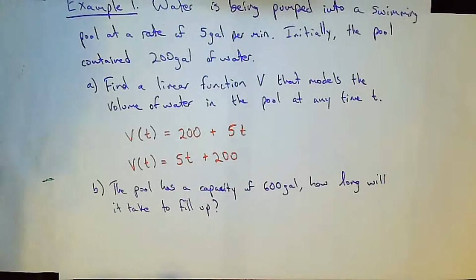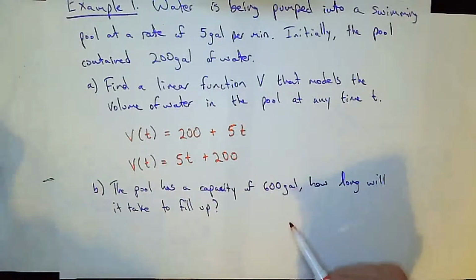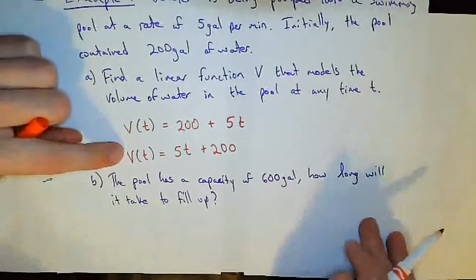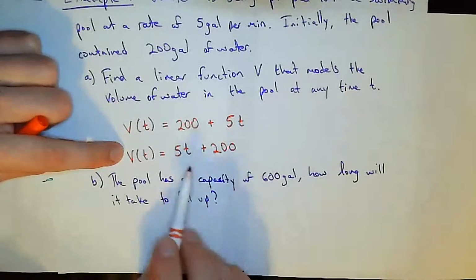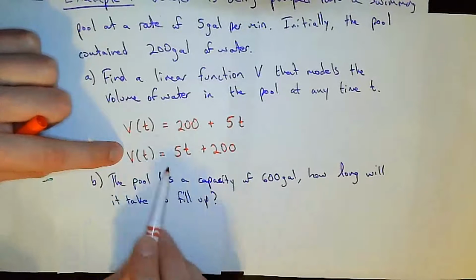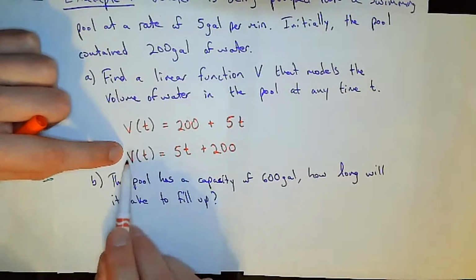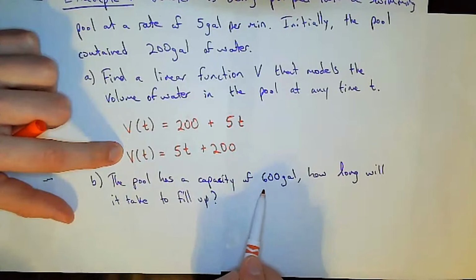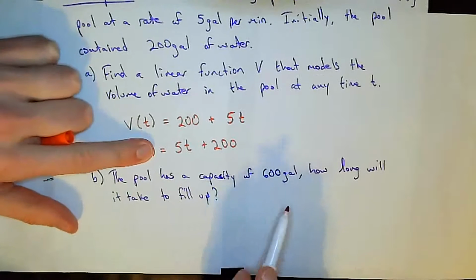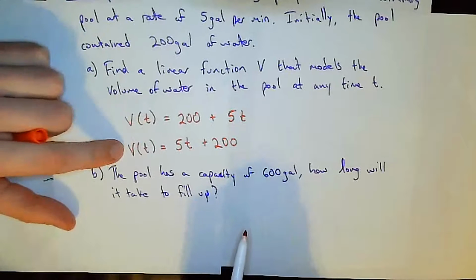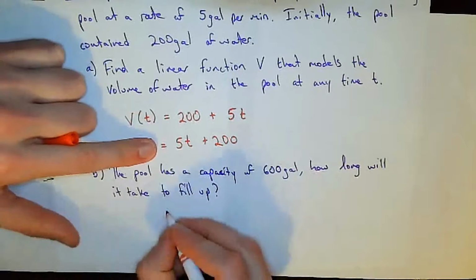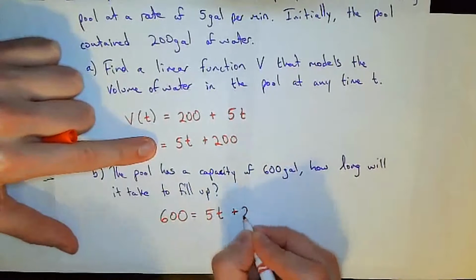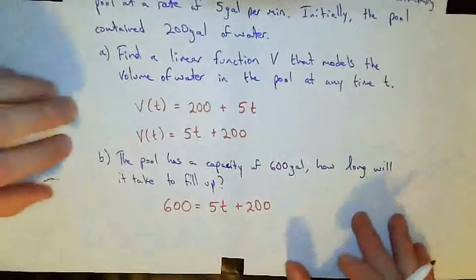Okay, so I want that maximum capacity, the fill point is 600 gallons. That's where I want its volume to be, and I'm going to try and solve for the time. So I want V of t, the volume, to be equal to 600 gallons. Literally this V of t gets replaced by 600 because that's where I want the volume to be, and I just set it equal to my linear function here.